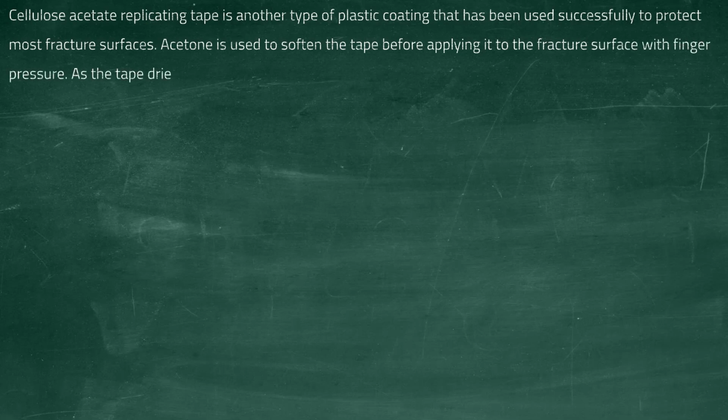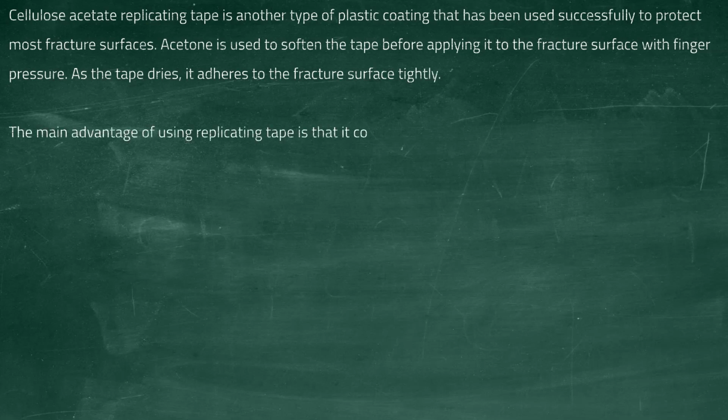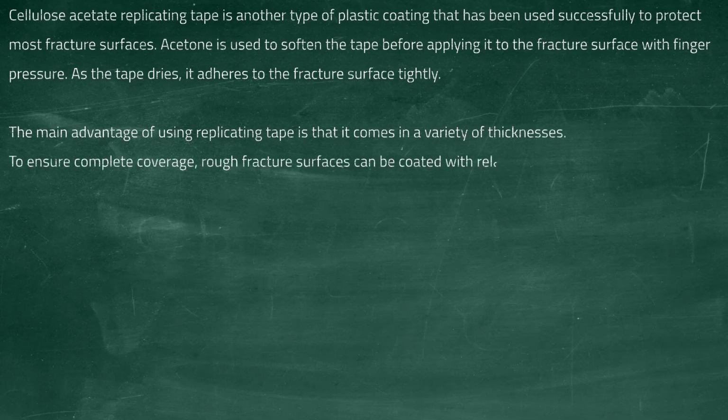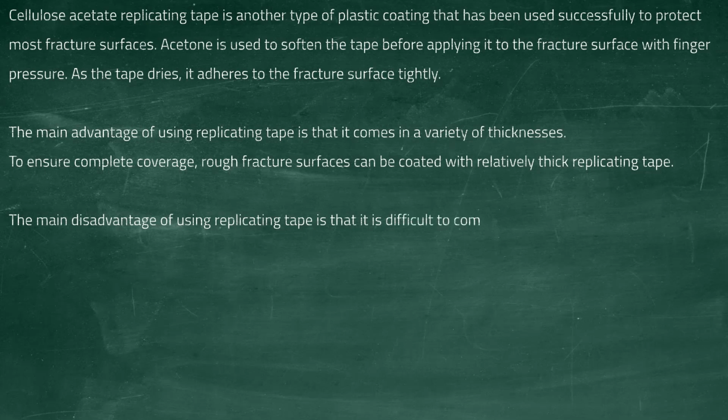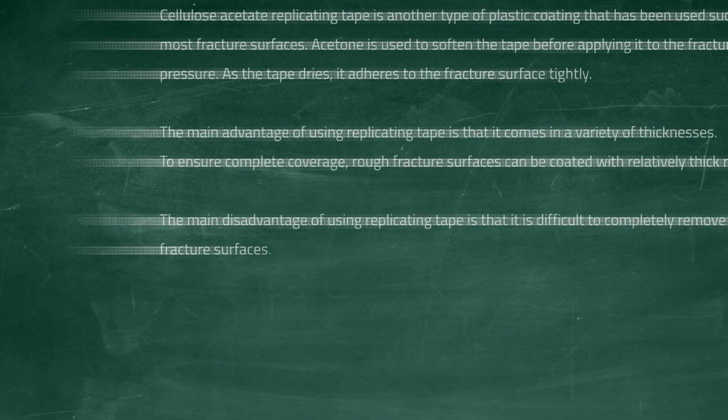As the tape dries, it adheres to the fracture surface tightly. The main advantage of using replicating tape is that it comes in a variety of thicknesses. To ensure complete coverage, rough fracture surfaces can be coated with relatively thick replicating tape. The main disadvantage of using replicating tape is that it is difficult to completely remove the tape from rough fracture surfaces. Laboratory studies. Typically, the following activities are carried out in laboratory studies.